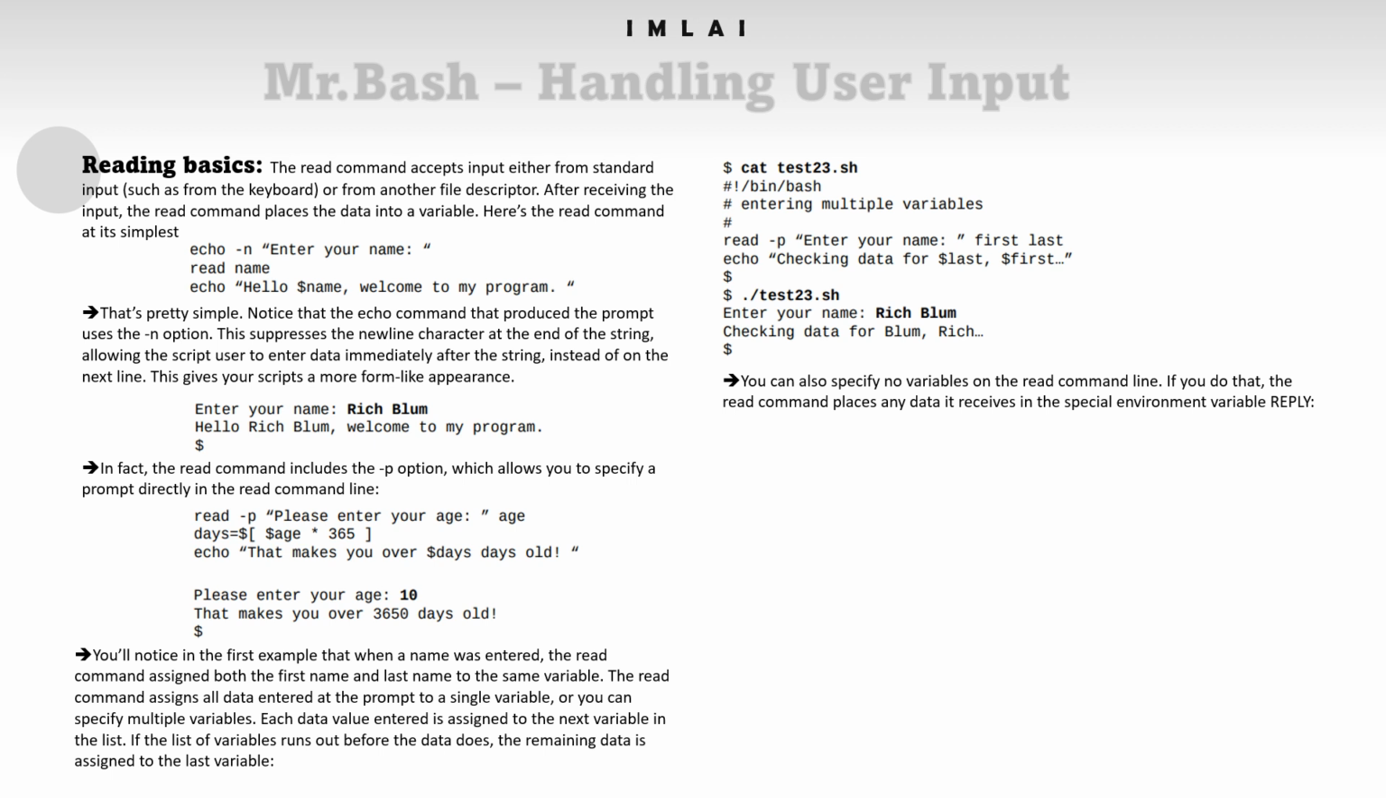So for that we have taken another example. Here you can see entering multiple variables, read -p, enter your name. Basically we have two variables here. If you enter only two words, then the first word will go to the first variable named first, and the second word will go to the variable named last. That's it. So okay, let's write a piece of code and check how it's going to work.